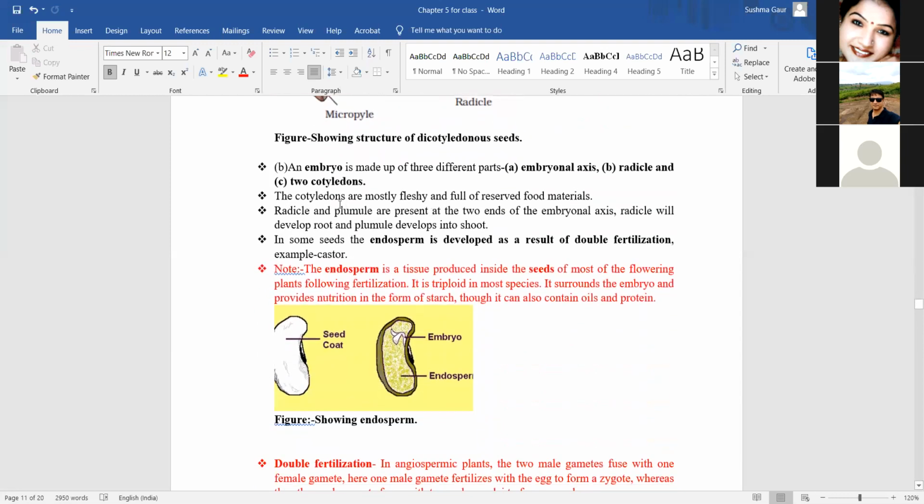So, what are cotyledons? If you have observed, Shreya, the cotyledons are mostly fleshy and they are full of reserve food material. Have you observed the cotyledon of any plant? Yes, ma'am. Mango. Hmm. Ma'am, but then what about monocotyledonous seeds? They consist of only one cotyledon. Yes, ma'am. So how is the position of plumule and radicle?